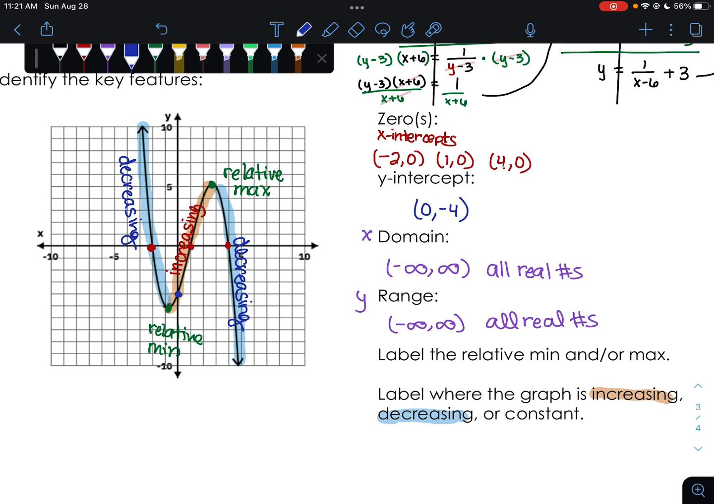So it would be decreasing from negative infinity to that x value of the relative min. Then it would be increasing from that x value of the relative min to the x value of the relative max. And then that x value of the relative max to positive infinity, it would be decreasing again. So remember, when we do increasing or decreasing, it's talking about the domain of those sections. So you're just using the x values.